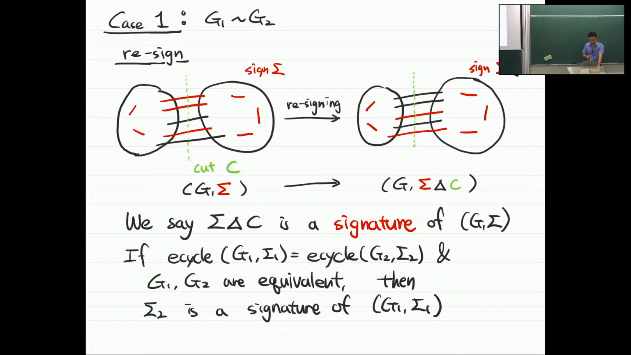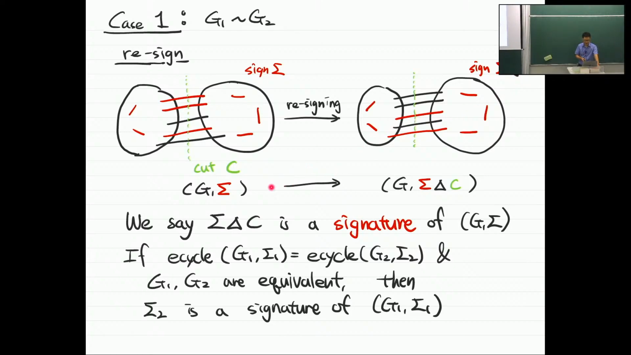For case 1, we assume G1 and G2 are equivalent, and here is another operation called resigning to generate another signed graph representation from one. Here's the example, where red edges denote the sign sigma. We take a cut C, and we change the parity of all edges in this cut. So our new sign is the symmetric difference of sigma and C.